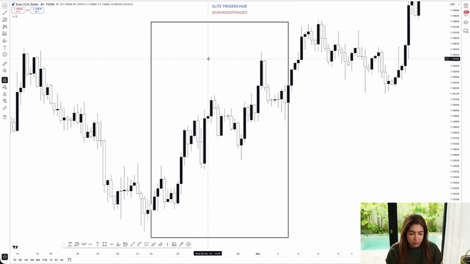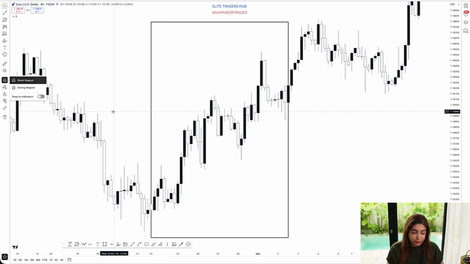For that you're going to have three things as your best friends when you're marking your structure. First is your trend line. Second is your highlighter tool, and then you're going to have the weak magnet on, so it snaps onto the candle, because we're aiming for precision. Now let's mark our structure points at this point here. We're going to take the horizontal line and mark our range first.